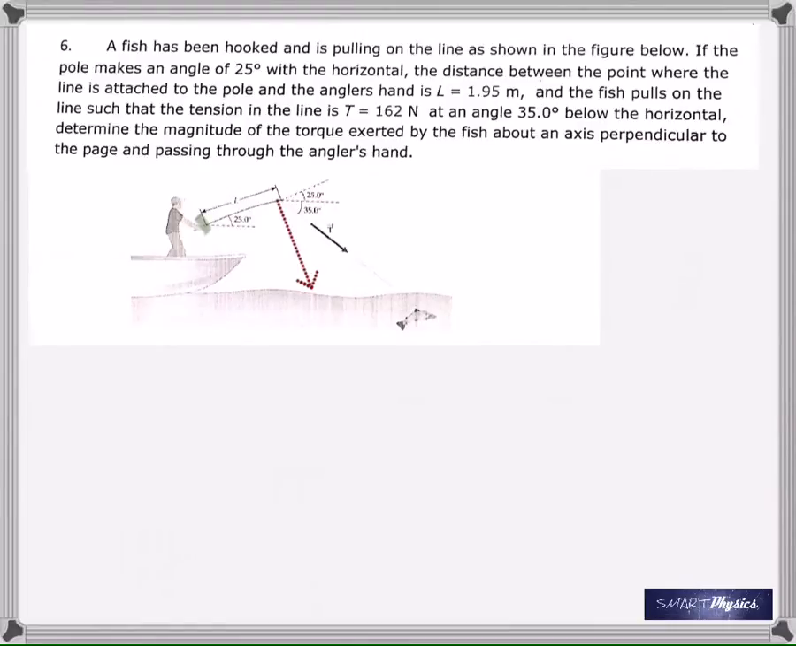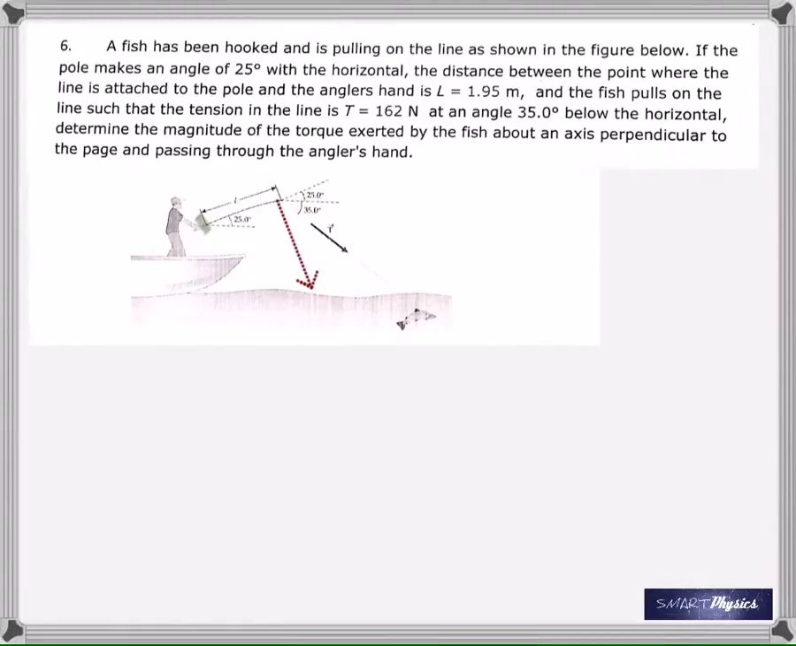We're skipping over question 5 because you don't really need that. In this question, a fish has been hooked and is pulling on the line as shown in the figure. The pole makes an angle of 25 degrees, which you can see here with the horizontal. And the distance between the point where the line is attached to the pole and the angler's hand is 1.95 meter. And the fish pulls on the line such that the tension in the string is 162 newtons. So you see the tension in the string shown here. So 162 newton at an angle of 35 degrees below the horizontal. So you see that here. You can barely see the tension shown. It's right here and it's at an angle of 35 degrees below the horizontal.